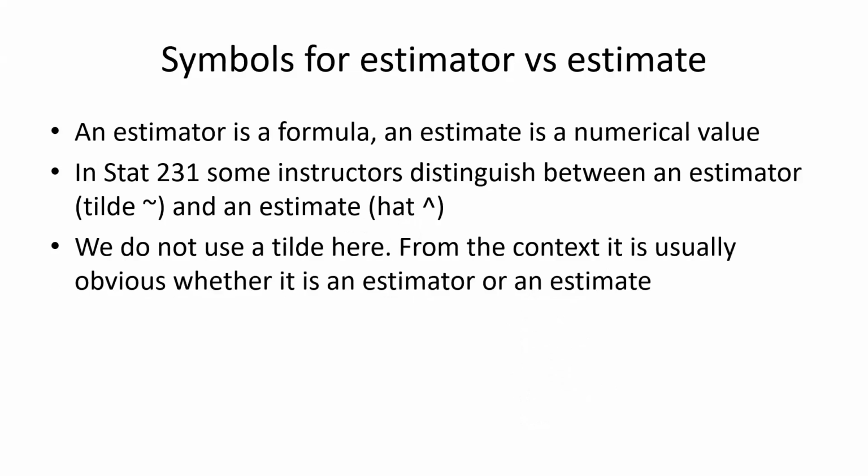We distinguish between an estimator and an estimate, where the estimator is the formula and an estimate is the numerical value. In the earlier course that you took, some instructors made this distinction by putting in a tilde to make it clear this is an estimator, and when it's a numerical value, they put in a hat. I don't use the tilde here, because from the context, it's usually obvious whether it's one or the other. And it's also not widely used throughout statistics, so I'm just going to stick with the hat here.